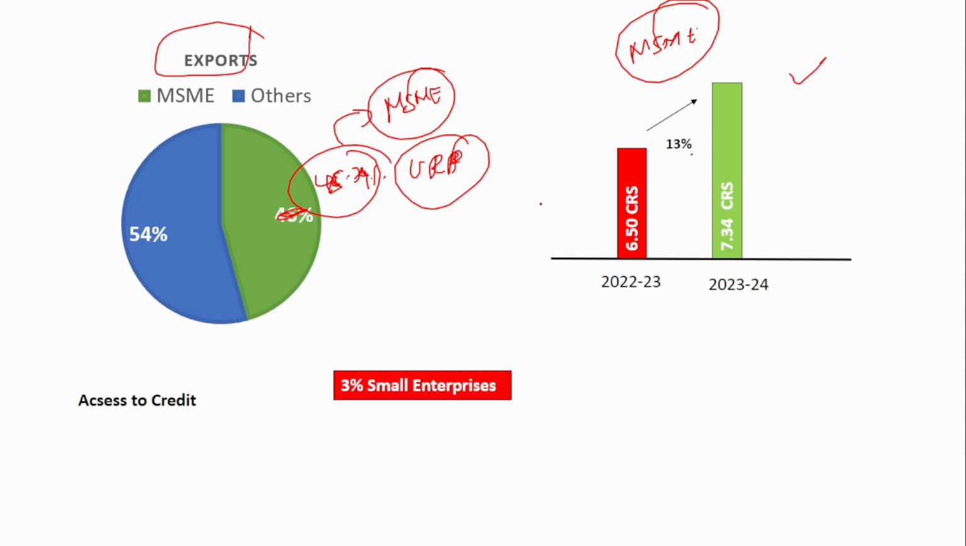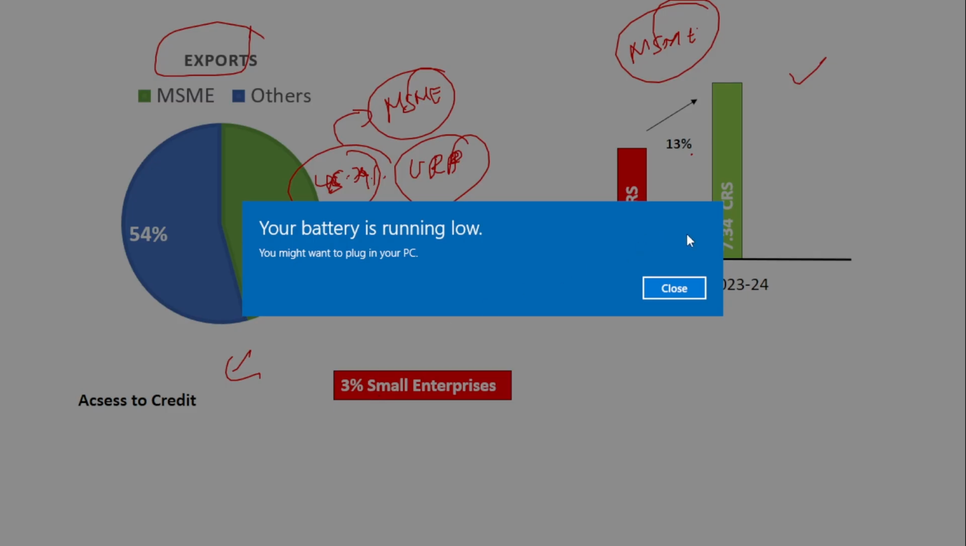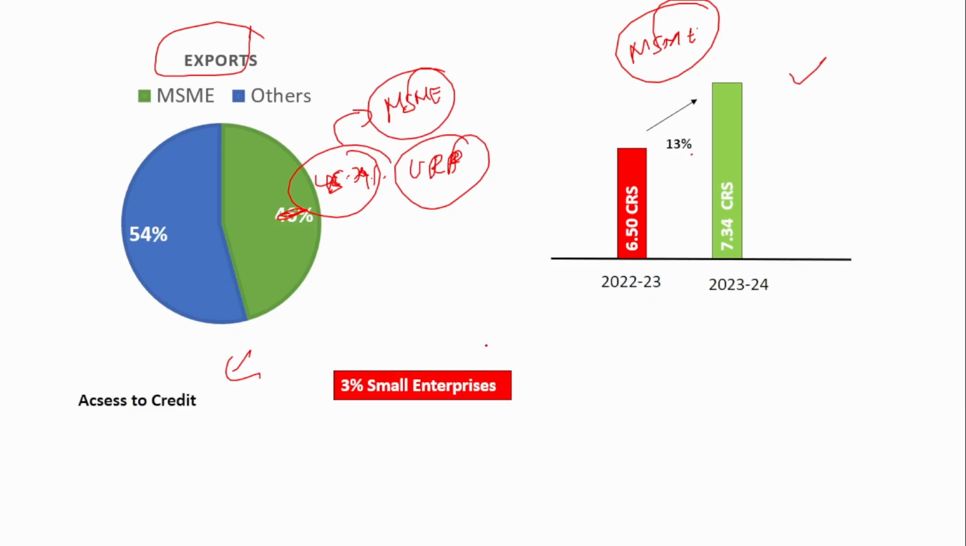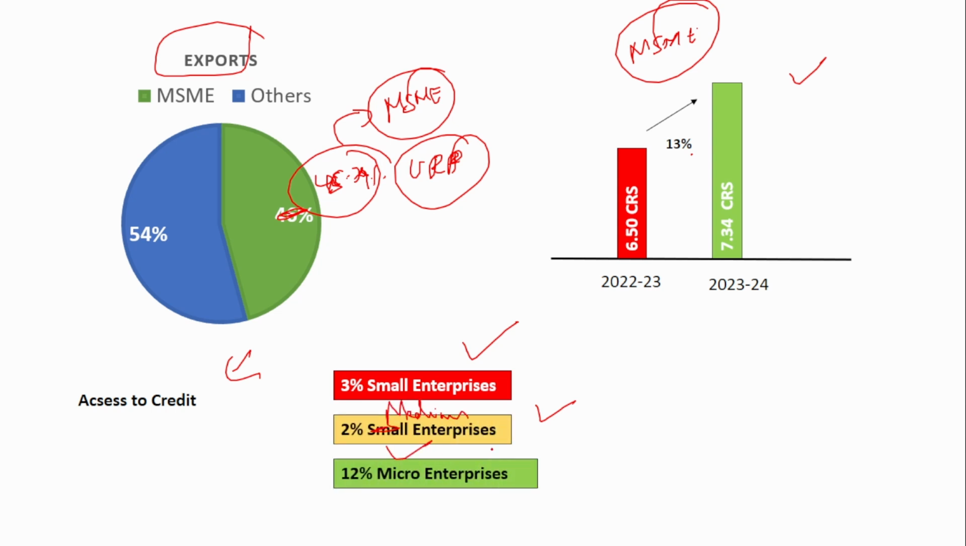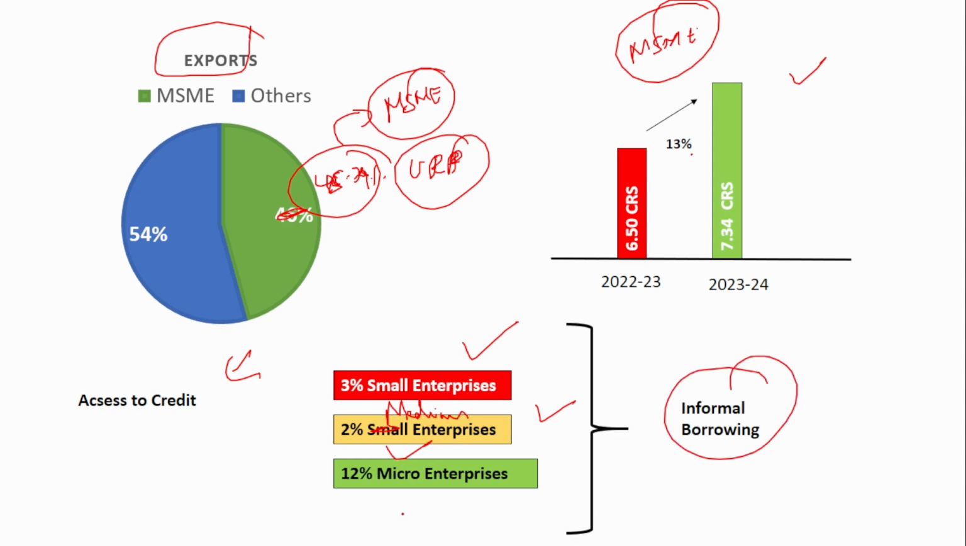So you have to know how much is the latest number. Okay. Next is access to credit. Though the banks are taking a lot of steps, though the government is taking a lot of steps to provide credit facilities to the MSME sector, in spite of that, around 3% of the small enterprises, around 2% of the medium enterprises, and around 12% of the micro enterprises still depend upon informal borrowing. See, though the steps taken by the government and the banks are very good, still 3% of small, 2% of medium and 12% of the micro enterprises still depend upon informal borrowing for their funding purpose.